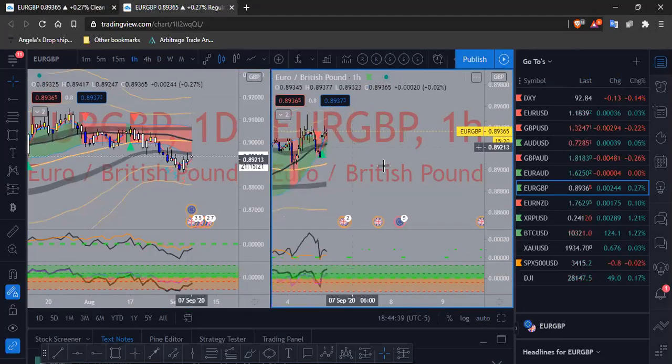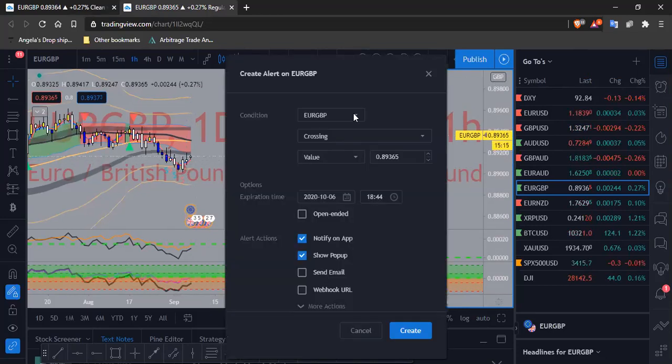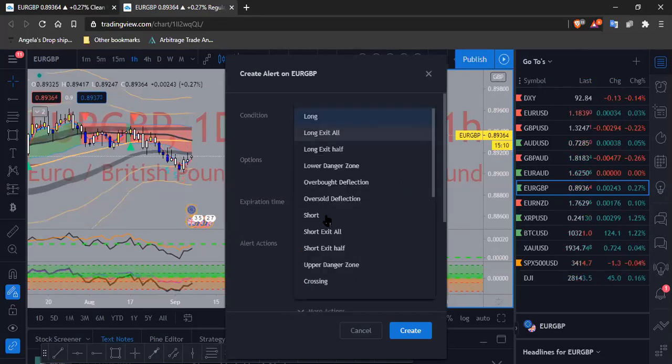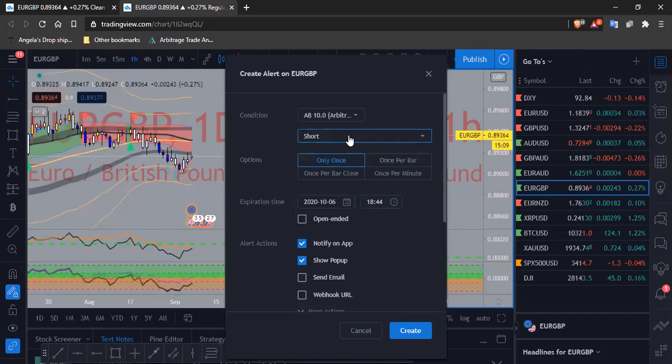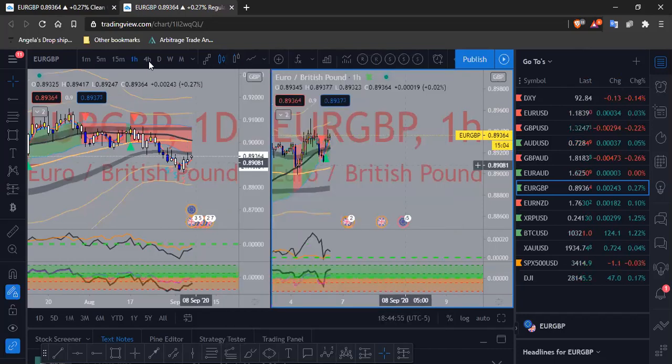So again, I'm holding this position. I'm gonna go ahead and set an alert though to tell me to get out. If it does tell me to get out, then I'm like, all right, I'm gonna go ahead and just take my profits that I have, or long exit all.